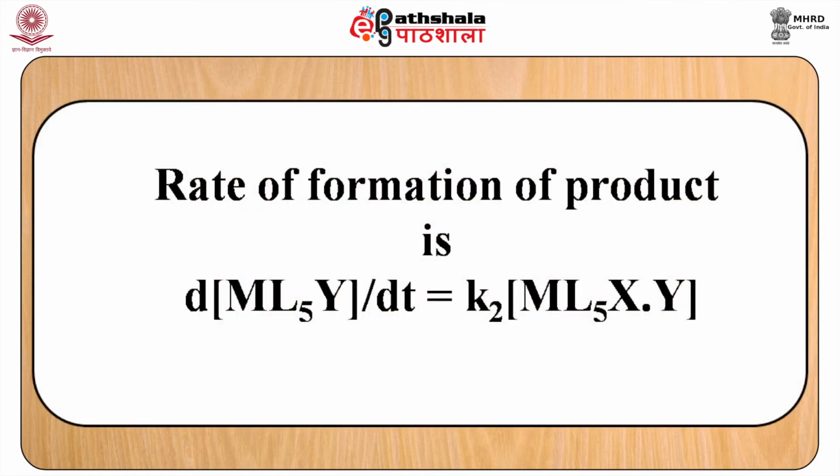The rate of formation of product, that is d[ML5Y]/dt, should be equal to K2 into the concentration of ML5X dot Y. We are putting a dot between X and Y just to show that Y is not completely coordinated with the metal ion, but is just forming an ion pair, since overall the substrate looks like it produces a positive environment where Y attacks to form just an ion pair.